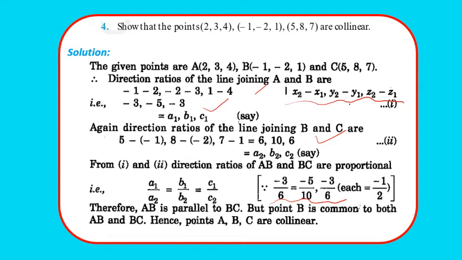Therefore, since A1 upon A2 equals B1 upon B2 equals C1 upon C2, the line AB is parallel to BC. Clear? We have used the concept that lines are parallel or collinear if A1 upon A2 is equal to B1 upon B2 equals C1 upon C2. So pause and note down the solution.